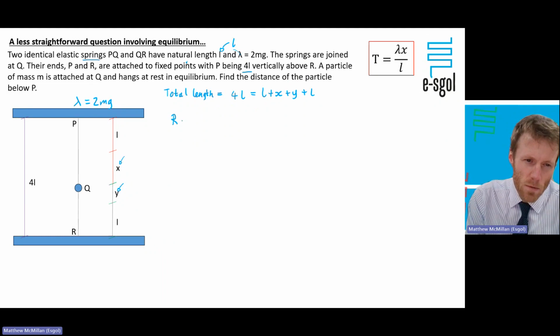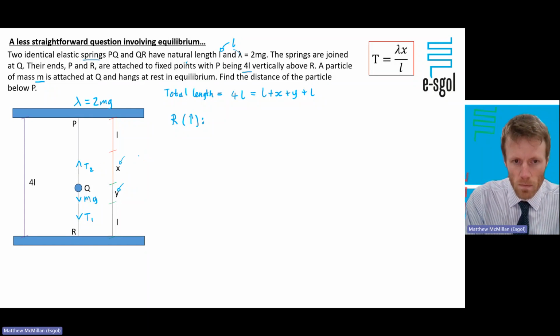The other thing I'm going to do is resolve my forces, and I need to choose the direction. I'm going to choose upwards as the positive direction. Now, I haven't drawn any forces on here, so that's what I'm going to do next. Going down, we've got the element of weight. The particle has a mass of m, so my weight is mg. I've also got a tension coming from the spring at the bottom, which I'm going to call T1. And I've got a tension coming from the spring at the top, which I'm going to call T2.